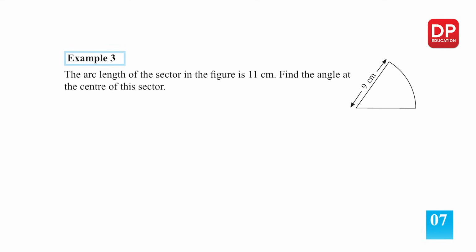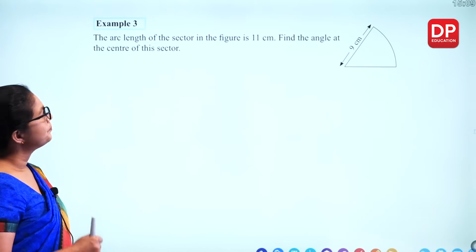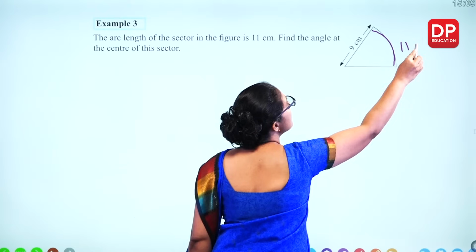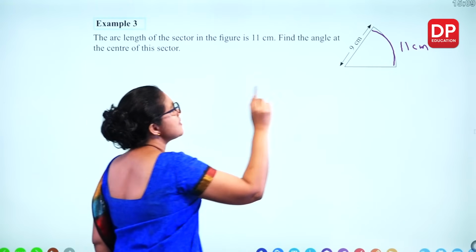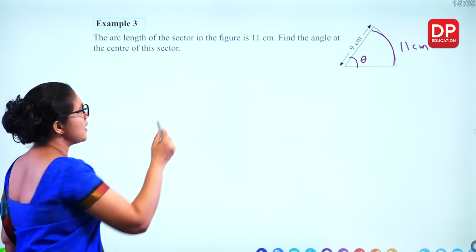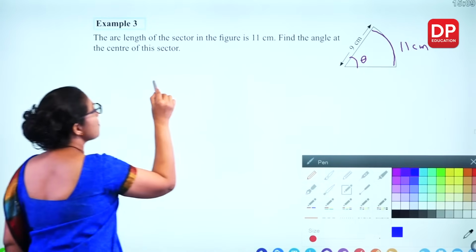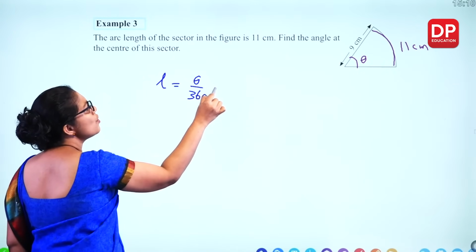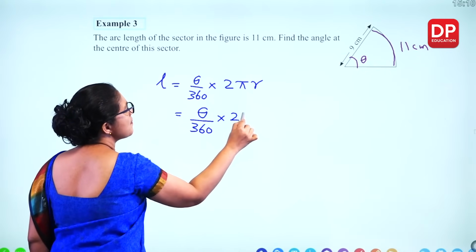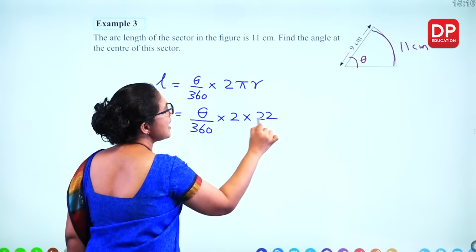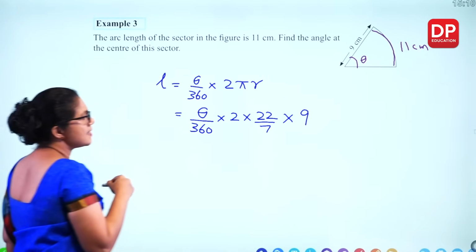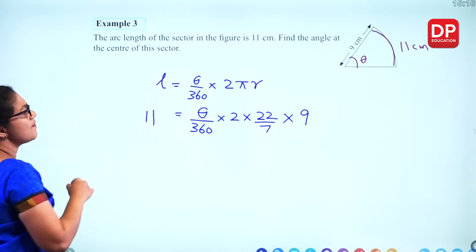Now example number 3. Look at the diagram. You are given a sector. The arc length of the sector in the figure is 11 centimeters. That means this length is given as 11 centimeters. Find the angle at the center. So you are asked to find this angle, theta. What formula can we use? We can straight away use the formula L equals angle divided by 360 into 2 pi r. We have to find the angle. 360 is there, 2 times pi. The pi value we can take as 22 divided by 7, and the r value we can take as 9 centimeters. What's the arc length given? The arc length is given as 11.